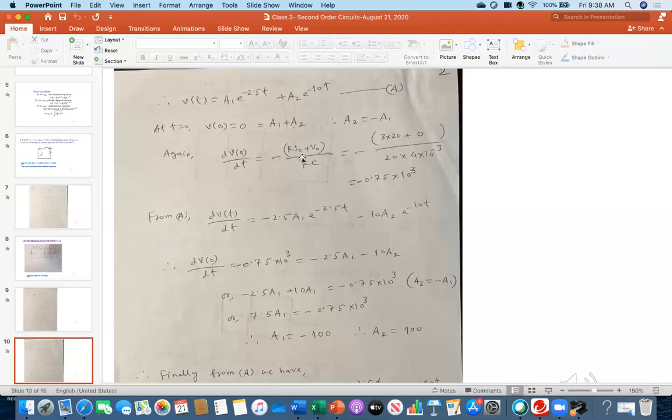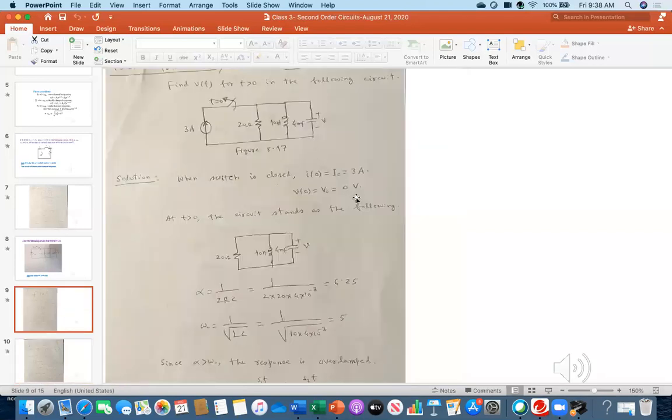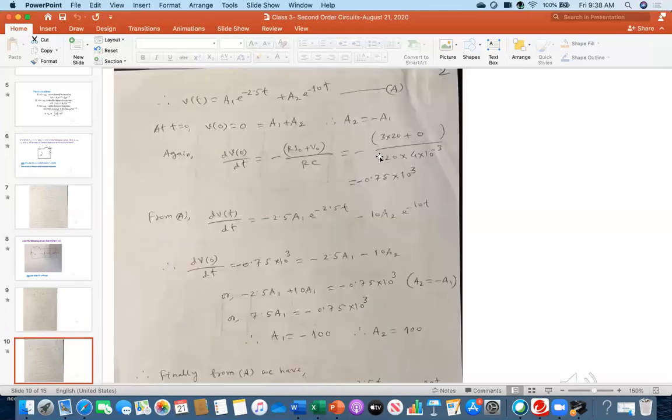And then plug in those numbers. R value 20, and then i naught value is 3, v naught value is 0. These are coming from the initial conditions. Look that up, i naught value is 3 and v naught value is 0. And then in the denominator, R value and then C value. So from here I got minus 0.75. I just expressed it in that way. You can write 75 or 750, but I just wrote it as minus 0.75 times 10 to the power 3.